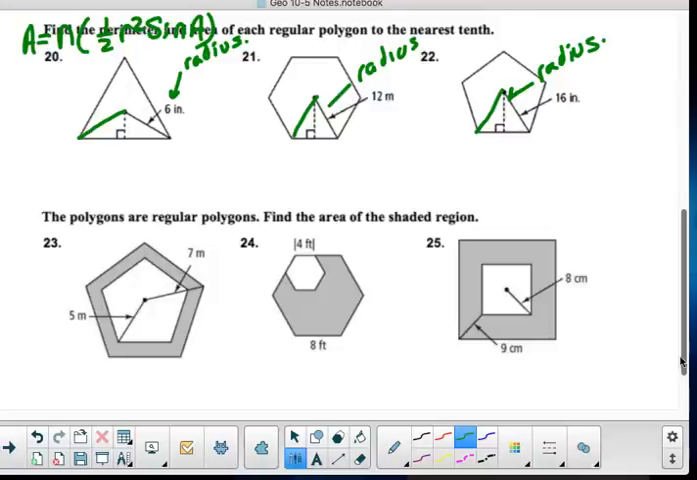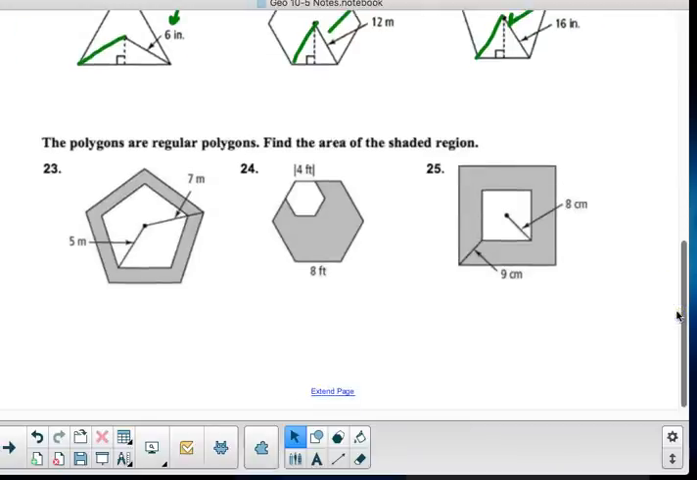Now, with that said, we can do 20, 21, and 22, no problem. Those are going to be graded. The polygons are regular polygons. Find the area of the shaded region. You have to find two things going on here. There are two things going on, and we will probably do these right at the beginning on Monday.